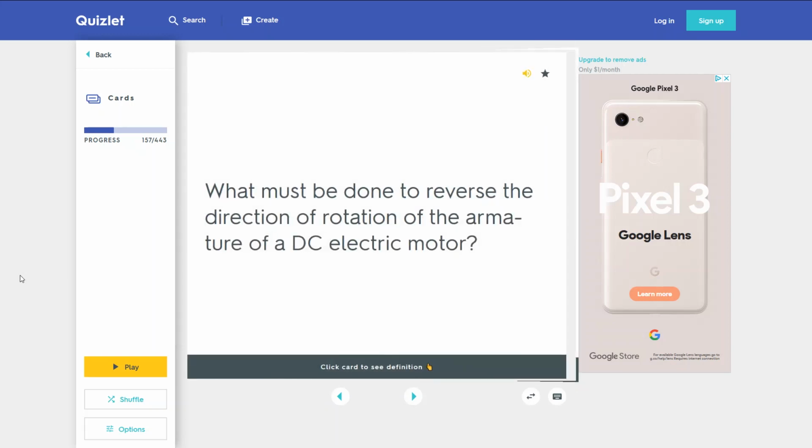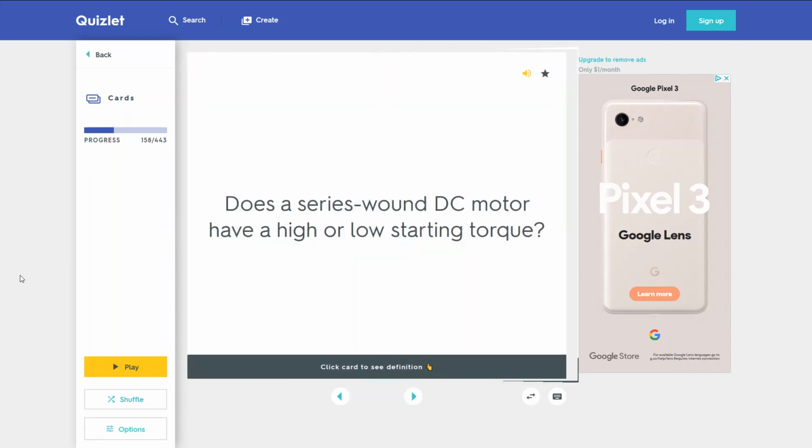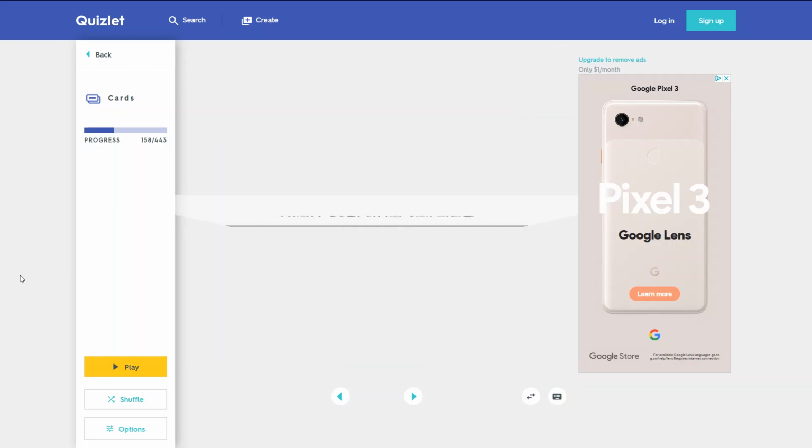What must be done to reverse the direction of rotation of the armature of a DC electric motor? The current flow must be reversed through the armature or the field windings, but not through both of them. Does a series wound DC motor have a high or low starting torque? High starting torque.